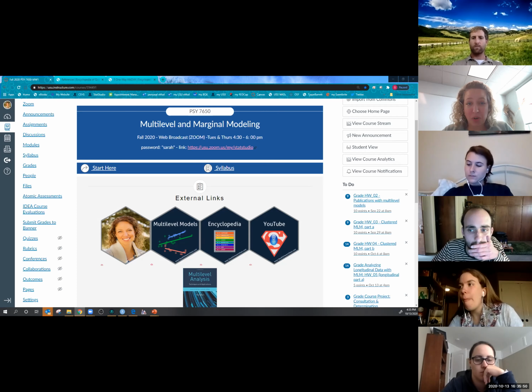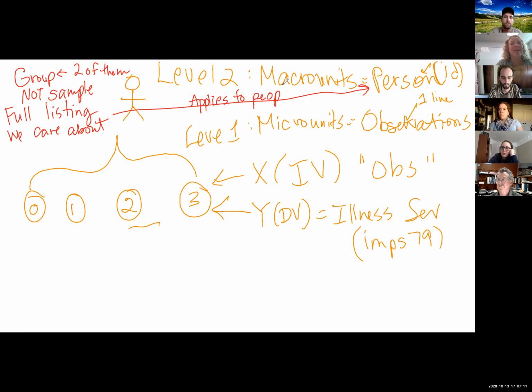And because of that, it's a variable that applies to people, not a level in our model. So yes, we have people in groups, but group is not a level because we don't have a sample of all possible groups or a representative set. We don't have a represented anything. These are the only groups we care about. Are these the only people we care about?